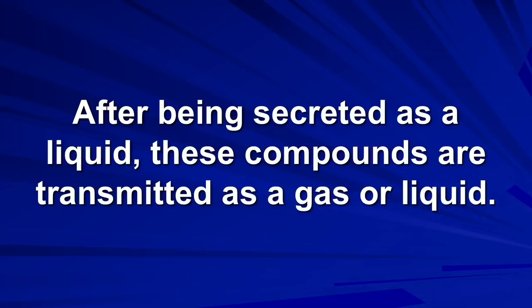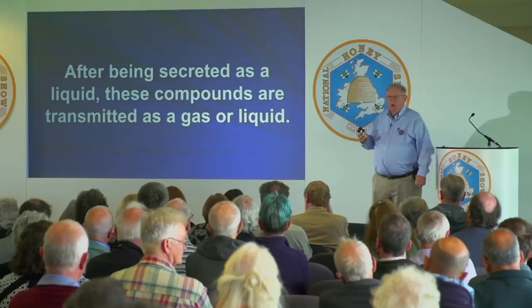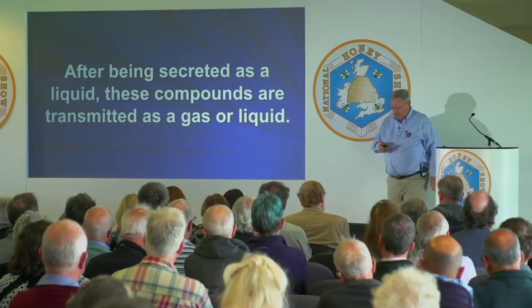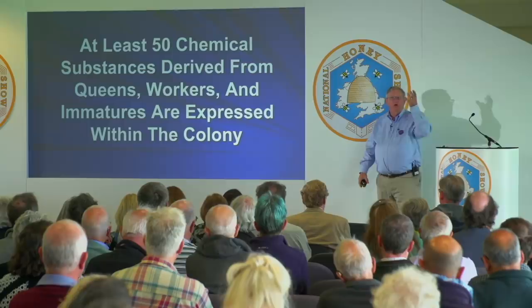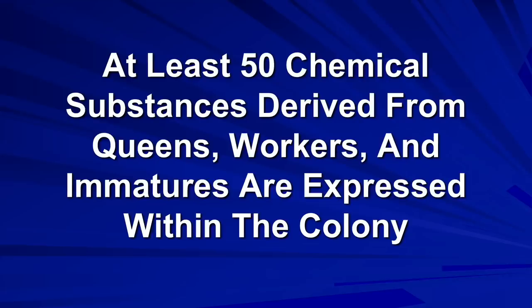Pheromones, as we said, are secreted to the exterior of the body as a liquid, but then they may be transmitted as a gas or a liquid. One of the hypotheses that Michael talked about this morning was volatile pheromones. Well, those would be in the gaseous form. And he had them caged below the part of the colony or the hive where he was taking his measurements in relation to drone comb production. As we said, over 50 different chemicals have been derived from the queen, the workers, and immatures.